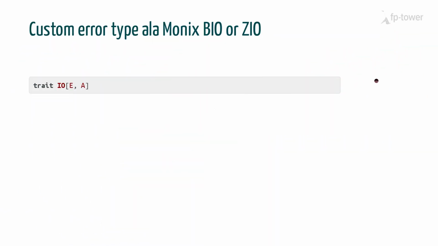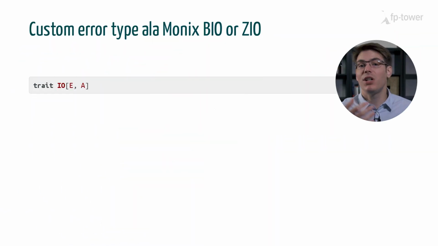I say partially because we have limited information about the error. We only know if a function can fail or not, but we don't know which specific type of exceptions will be thrown. Some I/O libraries, such as Monix BIO and ZIO, resolve this issue by adding an extra type parameter to customize the error type. The first type parameter describes the type of error when the I/O fails, while the second type parameter describes the type of value when the I/O succeeds.